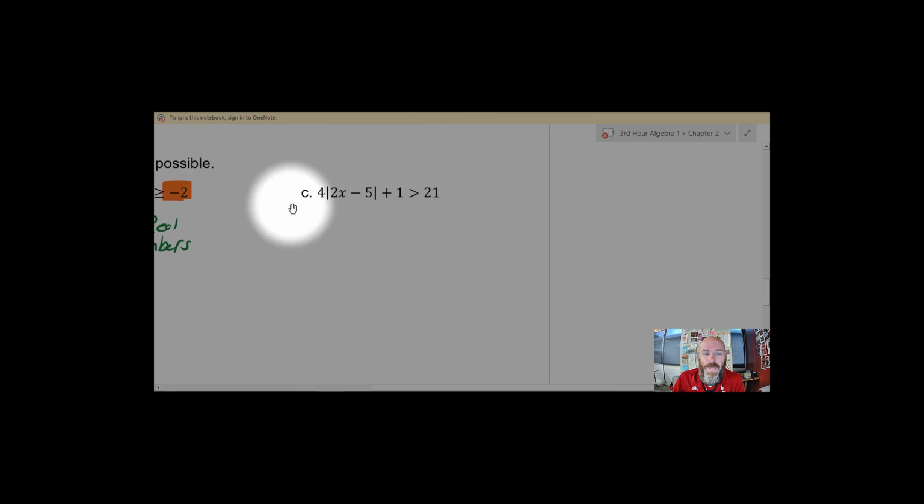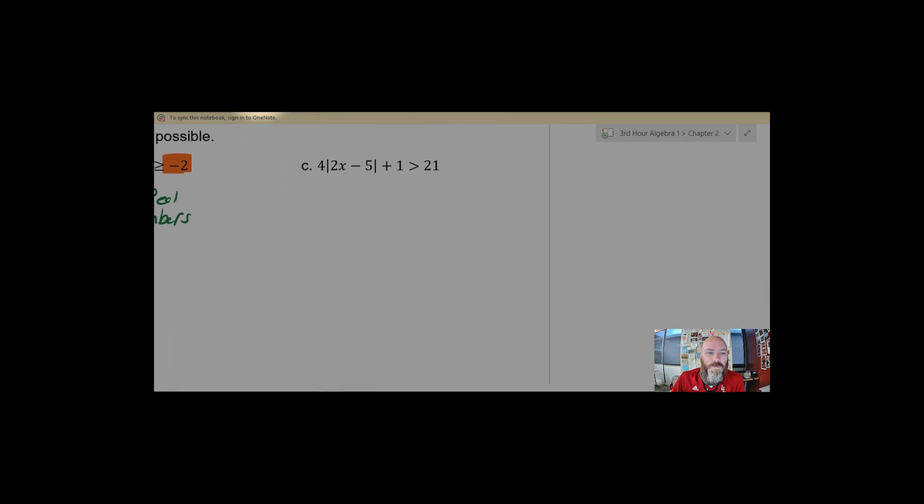All right, example 2C. First, we need to get our absolute value by itself, just like when we had an absolute value equation. So I'm going to subtract 1 from both sides and get 4 times the absolute value of 2x minus 5 is greater than 20. Divide both sides by 4, get absolute value 2x minus 5 is greater than 5. This is a greater than sign, which means it's an or statement.